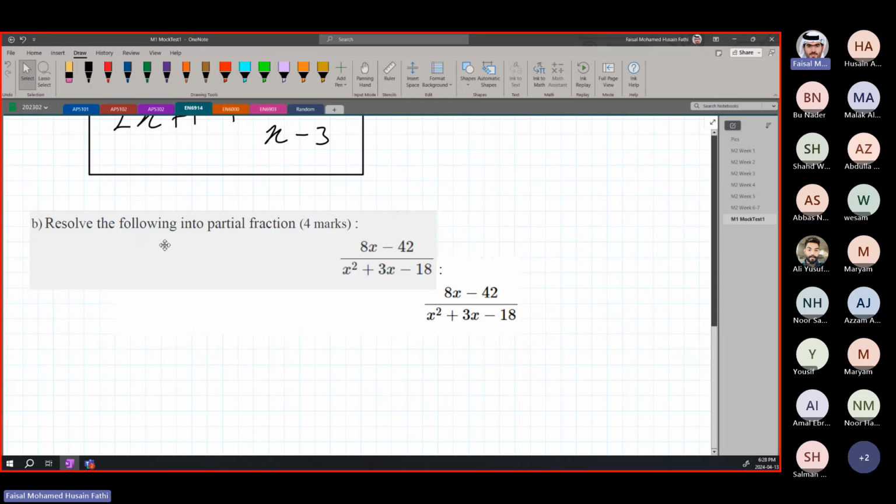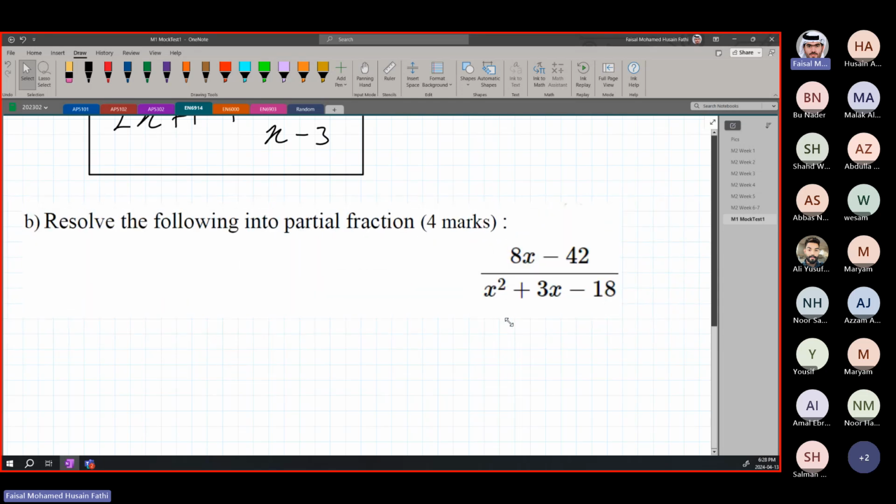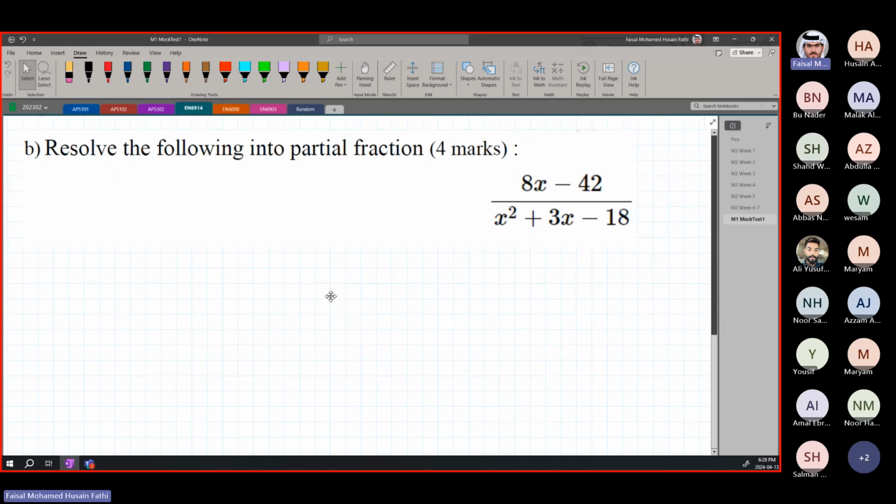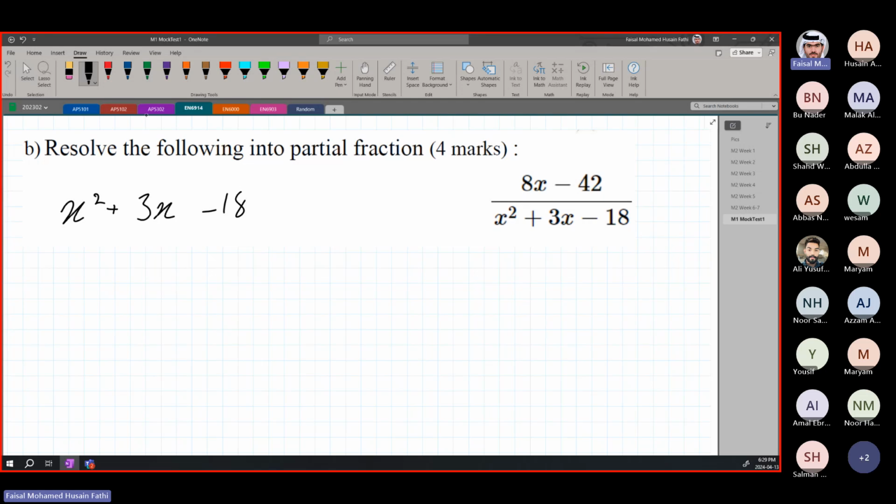Resolve the following into partial fractions. Here we have 8x minus 42 over x squared plus 3x minus 18. First thing, we need to check if you can factorize the bottom part or not. How do we know if x squared plus 3x minus 18 has any factors or not? We solve this as if it's a quadratic equation.